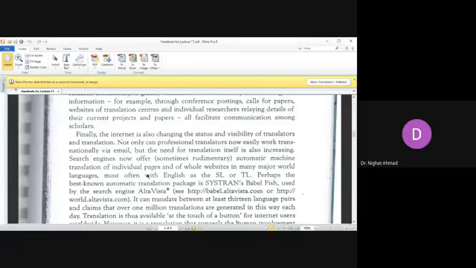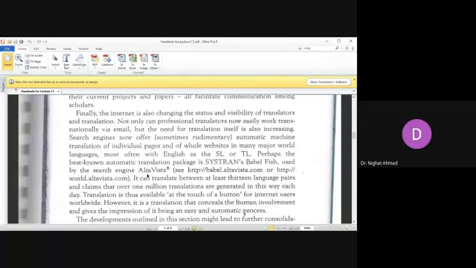Perhaps the best known automatic translation package is Systran, Babelfish, and then you also have the search engine AltaVista, and then the website is already given, and it can translate between at least 13 language pairs and claims that over 1 million translations are generated each day. Look at the speed, you see, 1 million translations.